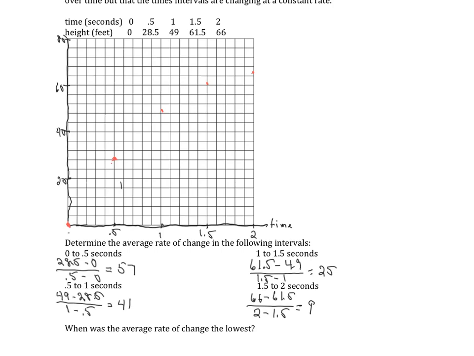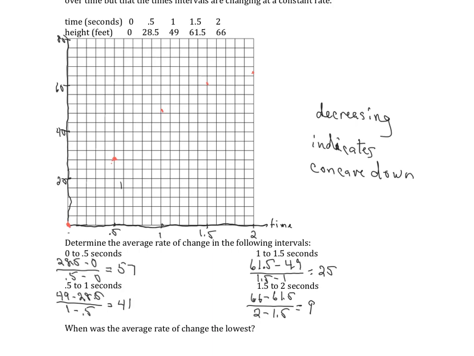Now, because that rate is decreasing, the decreasing rate indicates a concave down. You can see that concave down on that graph. Because those rates are decreasing, our graph is concave down.